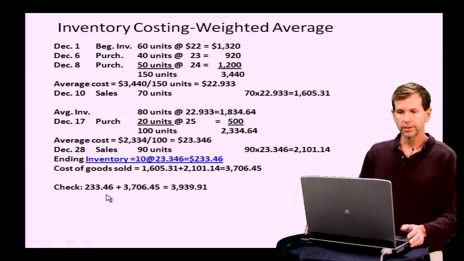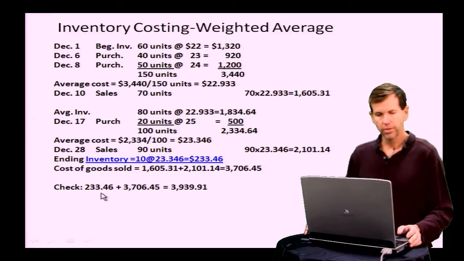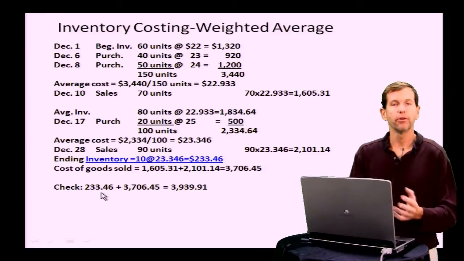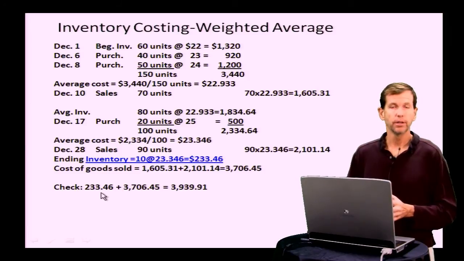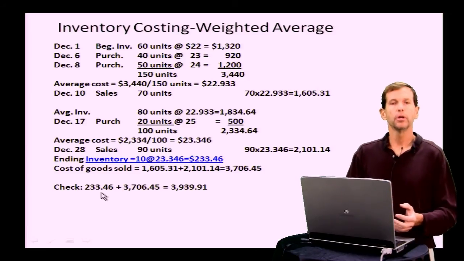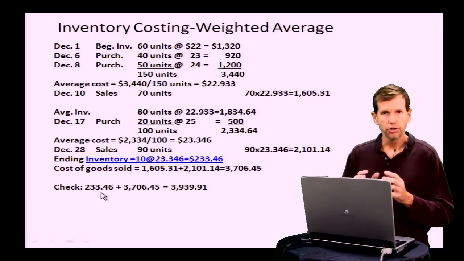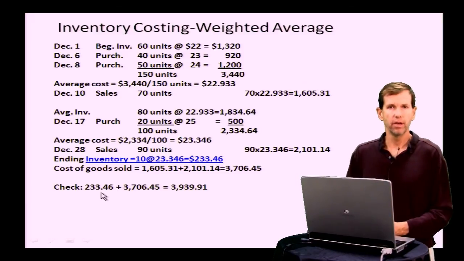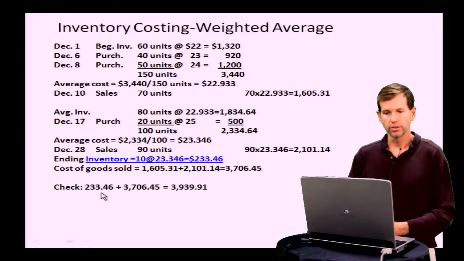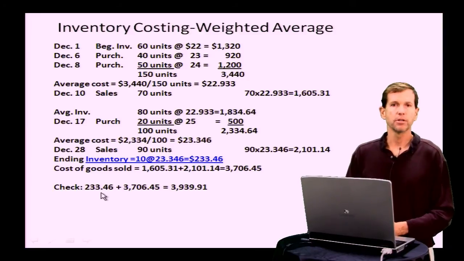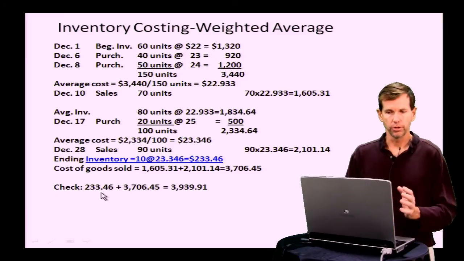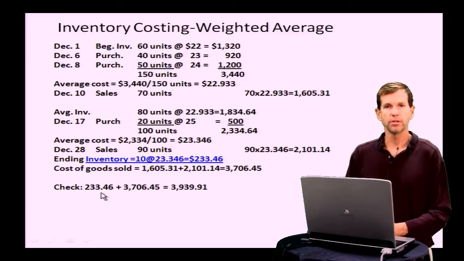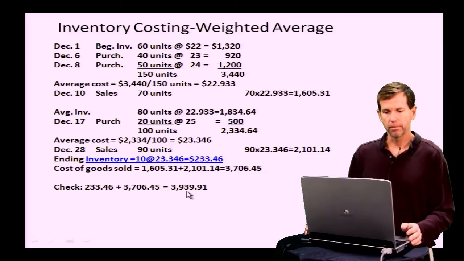We can run a check here and make sure that the sum, and you can do this with FIFO, LIFO, and weighted average. It's a good idea to do it. Simply add your cost of goods sold plus your ending inventory, and it should equal the total cost of goods available for sale, the total cost of the goods that were purchased during the accounting period. And there's a little bit of rounding here. It actually comes to $3,940. So the total goods available for sale come to $3,940. So we're right there. We rounded by 9 cents. So you might want to add 9 cents to either ending inventory or cost of goods sold.